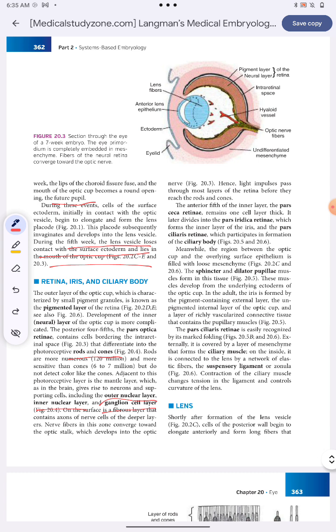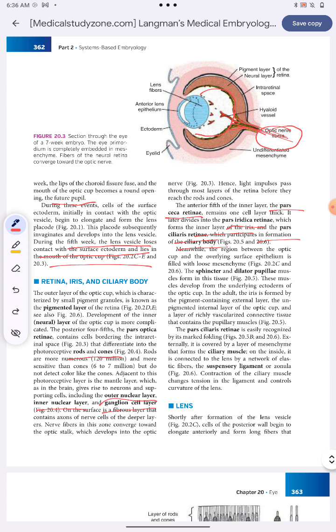Nerve fibers from this area form the optic stalk, which then develops into the optic nerve. Here in figure 20.3, this is the retina, and these are the layers in the retina. So the optic stalk develops like this. The anterior one-fifth of the inner layer, the pars caeca retina, remains one cell layer thick, later divides into pars iridica retina, which forms the inner layer of the iris, and pars ciliaris retina, which participates in the formation of the ciliary body.